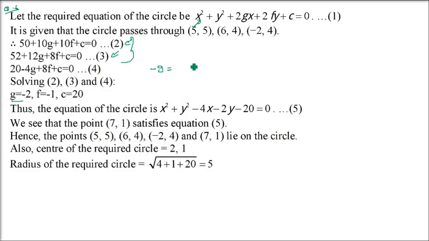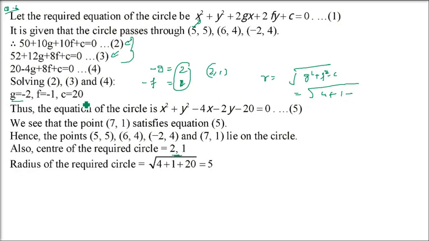Now take minus g, it will be 2. Take minus f, that is minus of minus 1, that will be 1. So minus g and minus f are the center. 2 and 1 are the center. Then c is 20. How do you find the radius? Square root of g squared plus f squared minus c. That is 2 squared plus 1 squared minus 20, where c has come after solving this. So what do you get? Under the root, 25, which is 5. So the radius is 5.